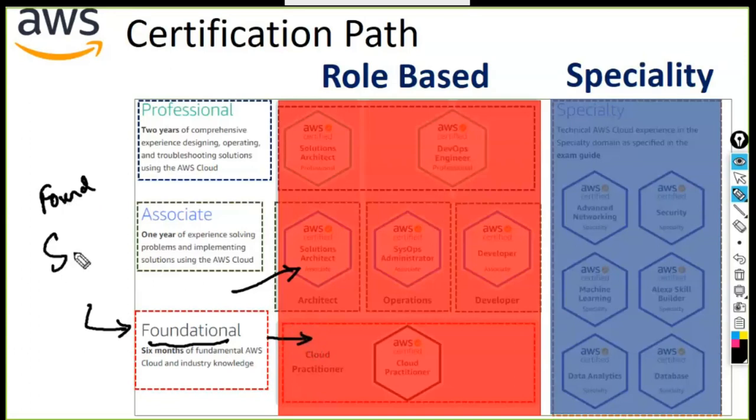Like for example, a sales guy. Think about a sales guy who wants to move into cloud-based projects or products. That sales guy need not get into the architect, right? They can just complete their understanding of the entire AWS infrastructure by completing the Cloud Practitioner certification itself. That's the kind of use case you can think of.